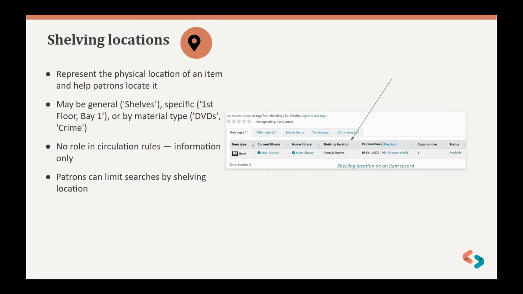Unlike item types, the shelving locations have no role in circulation rules. They are purely for information and for finding purposes. Patrons can, however, use them to limit their searches in the catalogue.